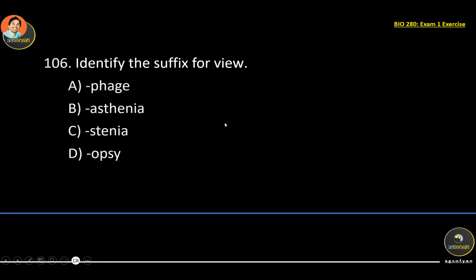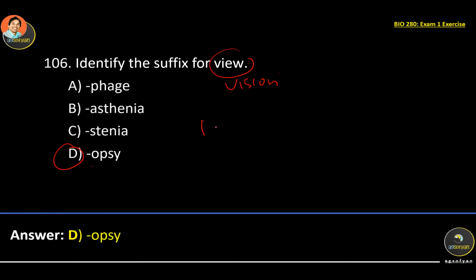The suffix for few is the same as fission, which is opsy. For example, biopsy. What does it mean? It means viewing the living cell. Usually, to know whether there is a cancer cell or not, sometimes doctors perform a biopsy, viewing the living cell.